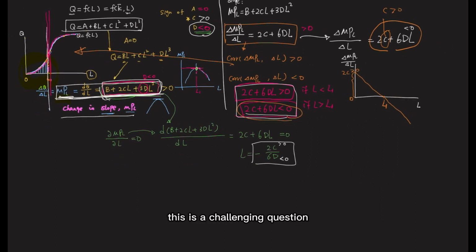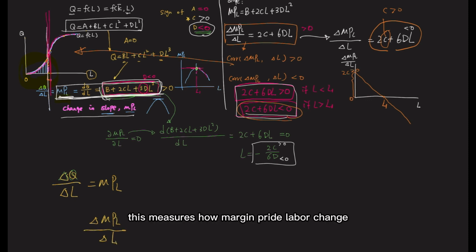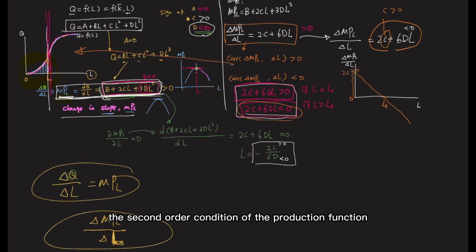There are two different ways, and I know this is very challenging. The main takeaway is that the slope, or first order condition, is very useful when we analyze the change in y when there's a change in x, the change in y over the change in x. So the change in quantity when there's a change in labor, and the change in marginal product labor when there's a change in L. This measures how marginal product labor changes when there is a change in labor input. So this is the first order condition, the second order condition of the production function.